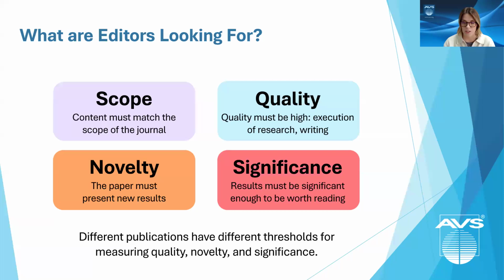They will also judge the novelty of the submitted article. So is the study presenting new results, or are there no new advances being presented? And finally, the results presented have to be significant enough to be worth reading. So different journals will have different standards for these categories, but if the editor deems that a submission meets these at their first glance, then they will proceed to send a manuscript out for peer review.